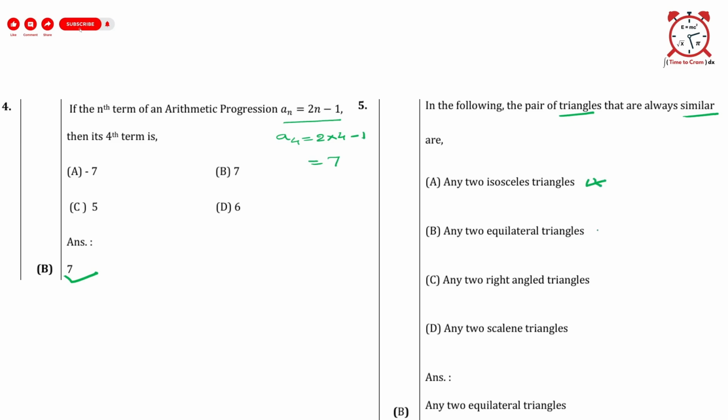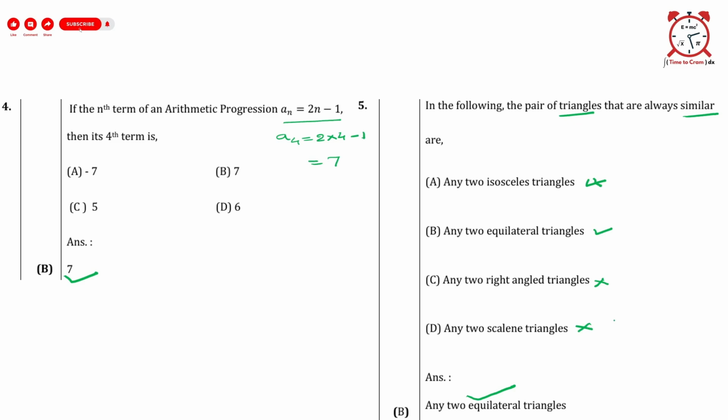Any two equilateral triangles, yes, this answer is correct, because equilateral triangles are always equiangular triangles. So the answer is any two equilateral triangles. Right triangle also we could not take because we don't know other measures. Same way for the scalene triangles.